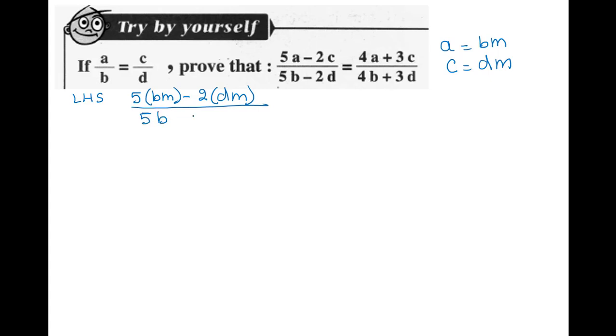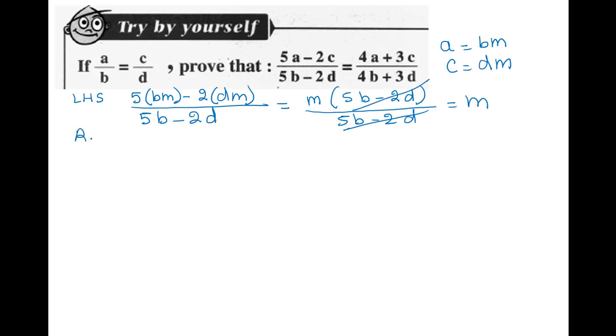b. I'll keep them as they are because I have them in the numerator. And this is going to give me, I'm going to take m as a common factor. It will leave me with 5b minus 2g over 5b minus 2g. This will cancel with this, which will leave me with m.